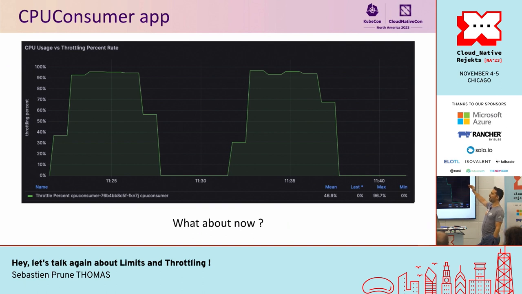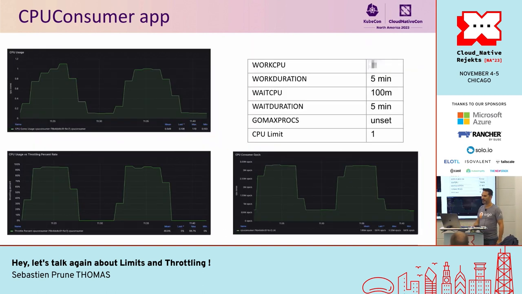Well, this is a very big problem because as long as the throttling is above 0%, that means it's happening. That means you're being prevented from using the CPU. 100% throttling means your application actually needs twice as much CPU as you're getting. So that's a very big problem. So that's it. That's the application I deployed.